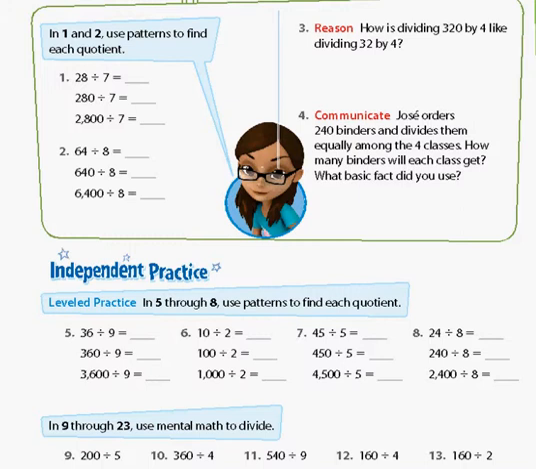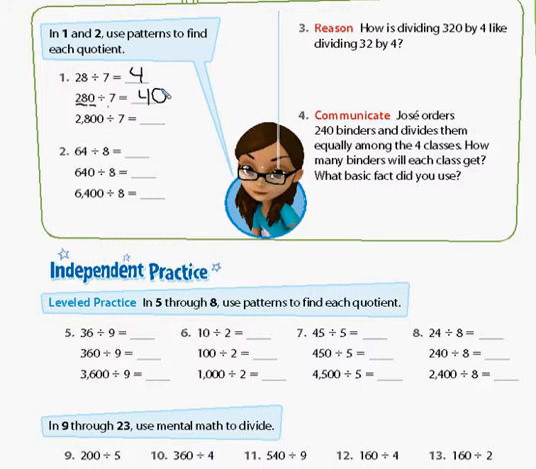Our basic fact is 28 divided by 7. We know that 28 divided by 7 is 4, because 7 times 4 is 28. Looking at the next one, we're still working on the same basic fact. 28 divided by 7 is 4, but we have 1 zero there, so we need to mark our place value with that. So 280 divided by 7 equals 40.